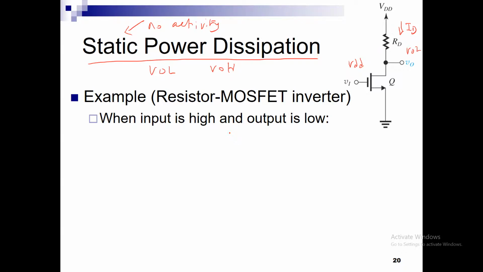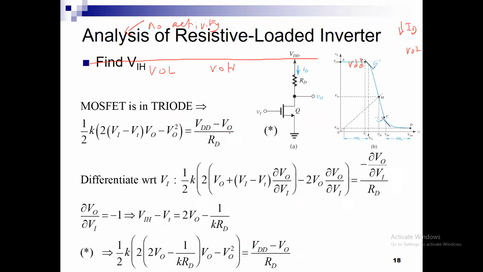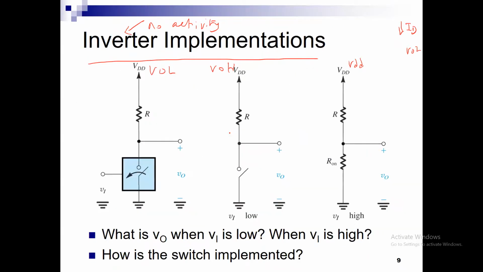Okay, let us revisit the switch model that we saw a bit ago. This is the resistor-based inverter. When the input is high and the output is VOL, the pull down is on, and the resistor R is always connecting the VDD to the output. So do I have a current I that flows from VDD to ground? Is I zero or not?